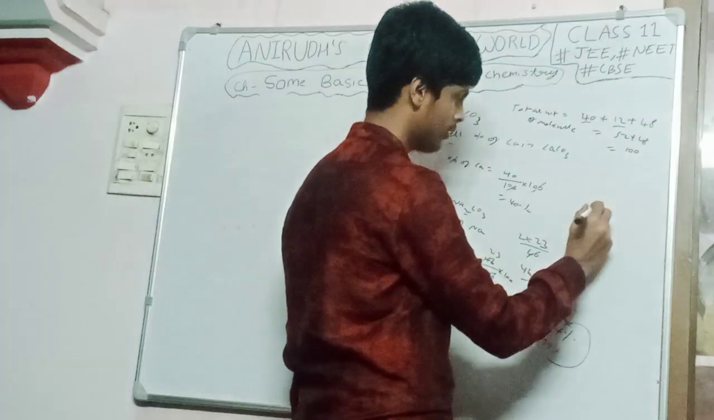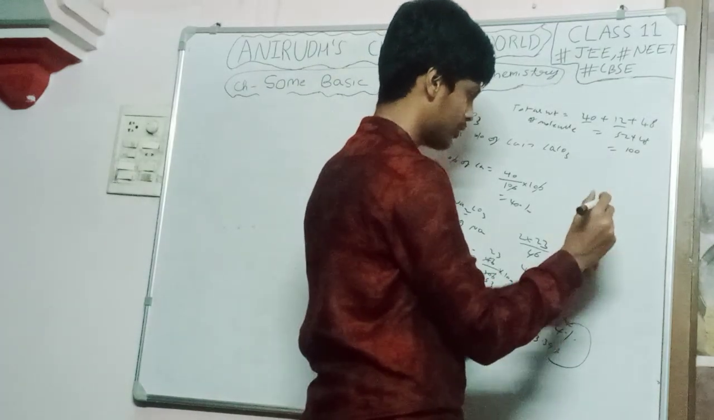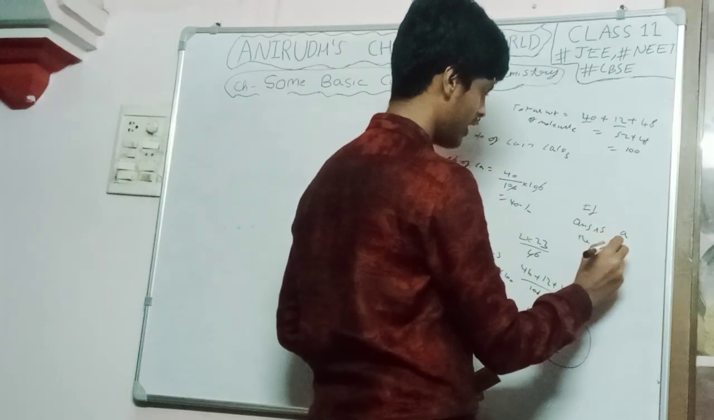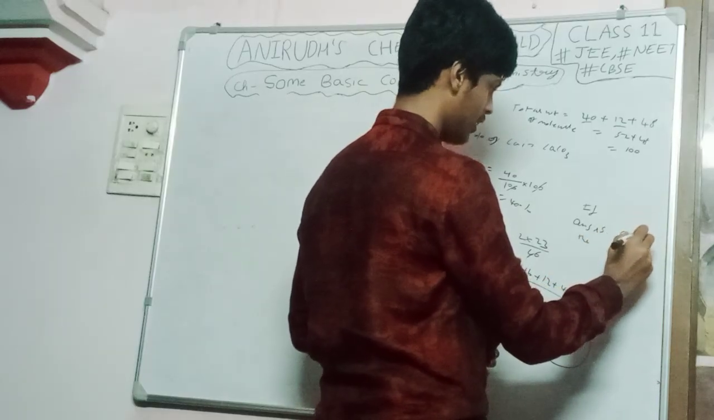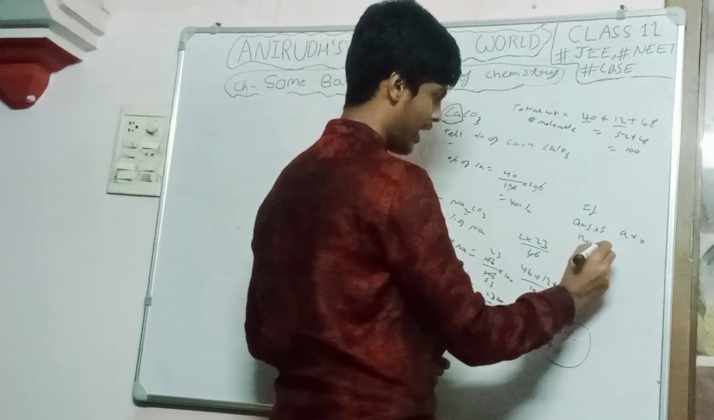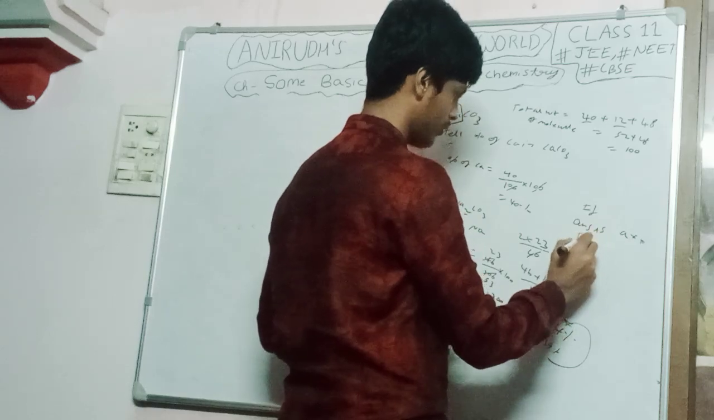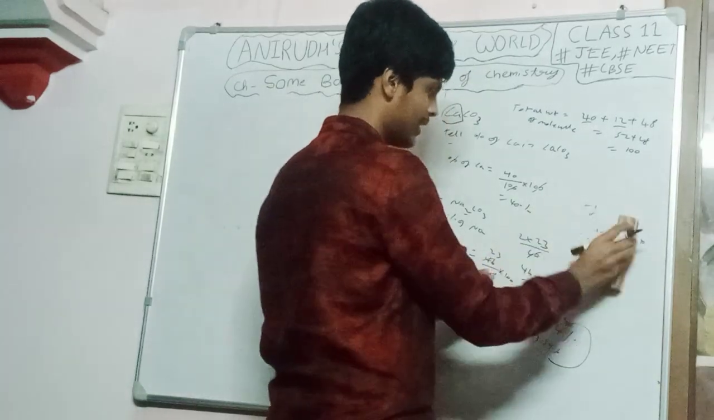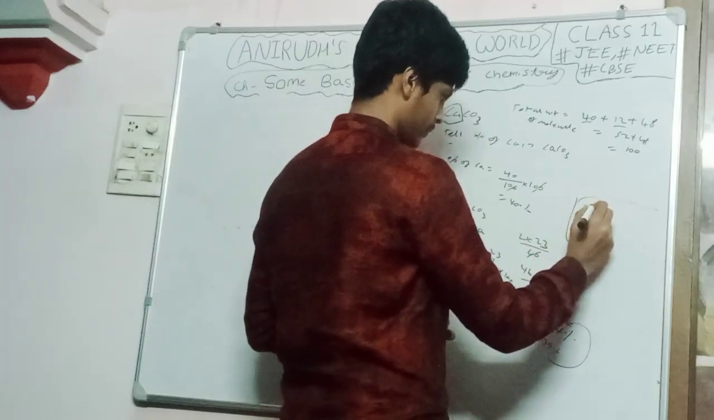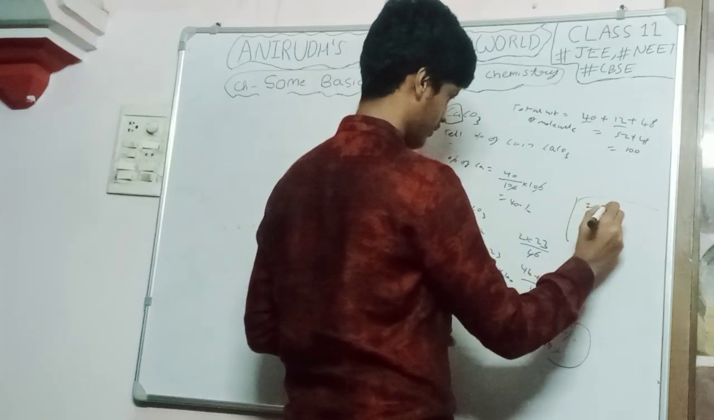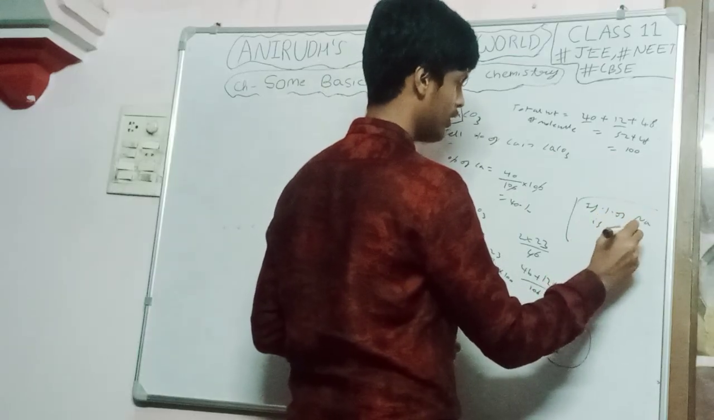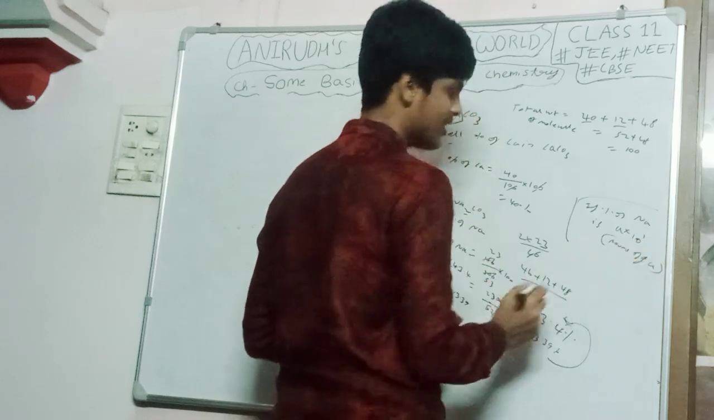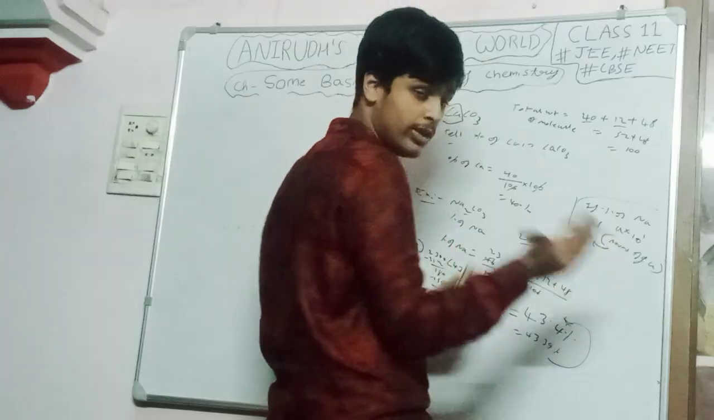Basically what I am telling you is, if the percentage of sodium is A into 10 to the power of 1, that is 10 times A, then the rounded off value of A is the answer.